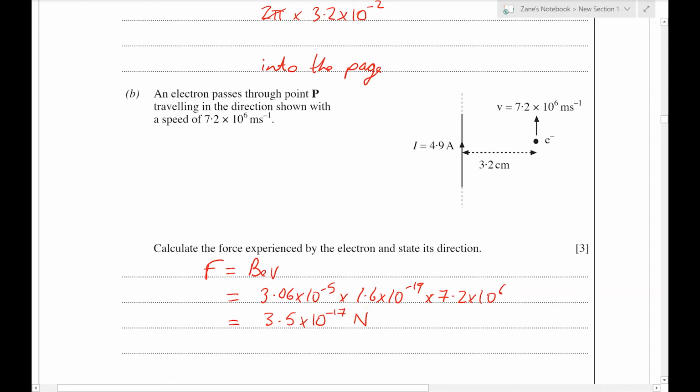newtons. And we've got to give the direction, so this time we're going to use Fleming's left hand rule. So remember that the first finger represents the direction of the field, that's into the page. Your centre finger represents the direction of the current. Now electrons are negative charges, and the direction of a current is defined as the direction that positive charges move. So what we're going to do here is point our centre finger downwards because the electron is moving upwards, and then you'll see that your thumb is pointing to the right, and that's the direction of the force on the electron and hence the direction of its motion.